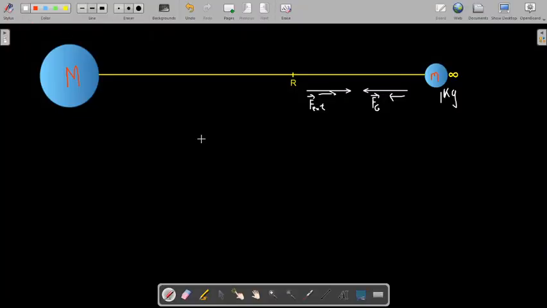Hello there. Today I'm going to show you why the gravitational potential energy is always negative. You will find this a bit absurd: how can the gravitational potential energy be negative? I mean, how will you define it?